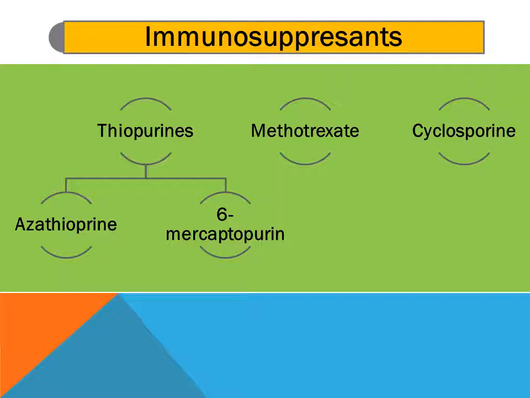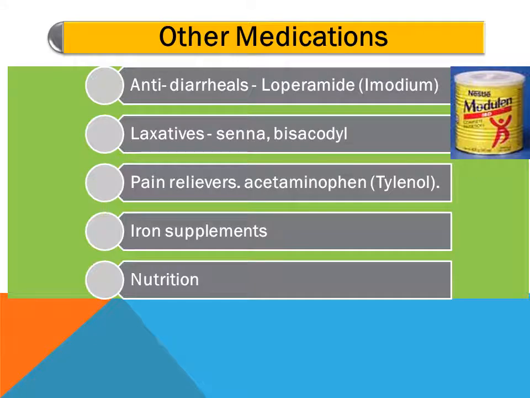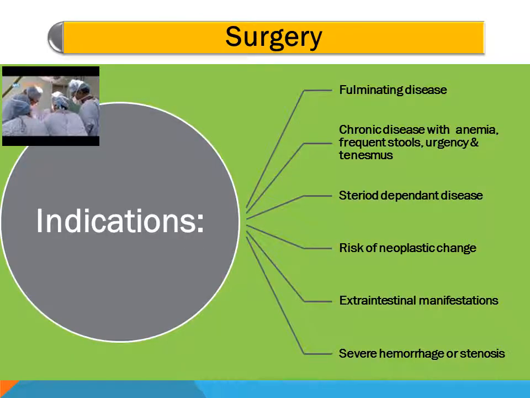Immunosuppressant drugs can be applied like cyclosporine, methotrexate, thiopurines. The other medications are antidiarrheals, laxatives if we need, pain relievers like acetaminophen, and iron supplements, to compensate the deficiency with good nutrition.